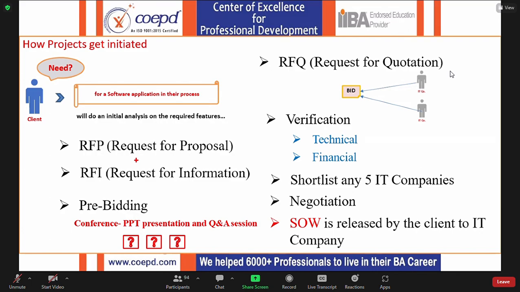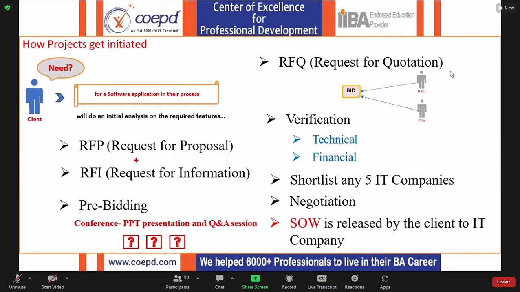Then what you will do? You will approach an IT company, right? When you're approaching the IT company, you will prepare an RFP first. RFP means what? What is your proposal? What is your business, what are you doing, and what are you expecting? Clear? Okay.